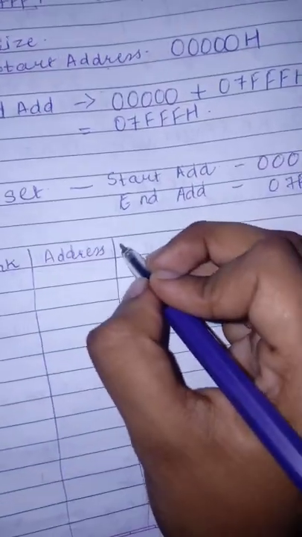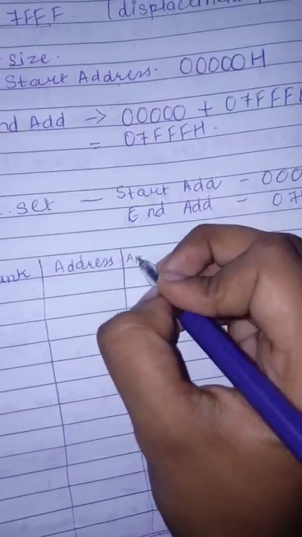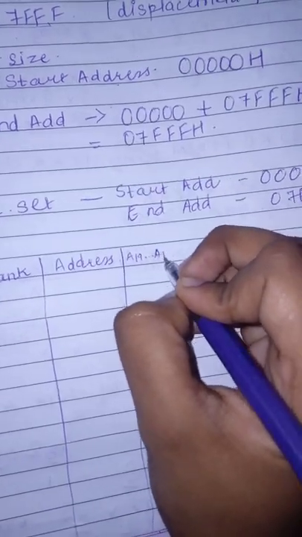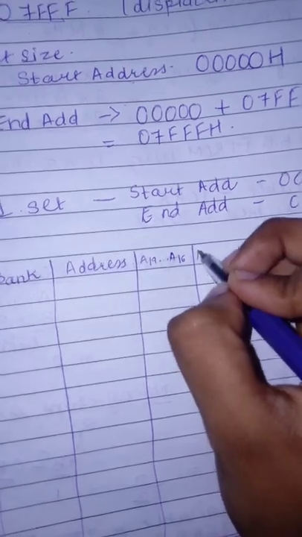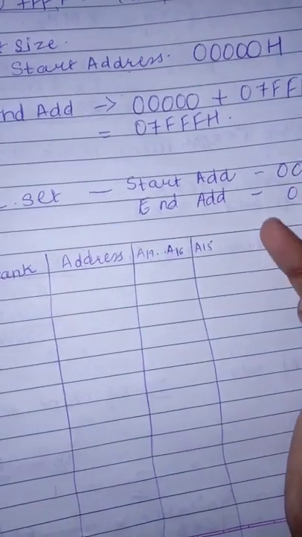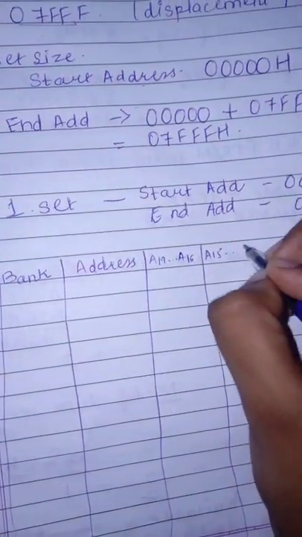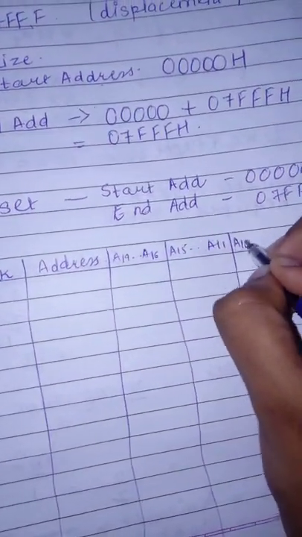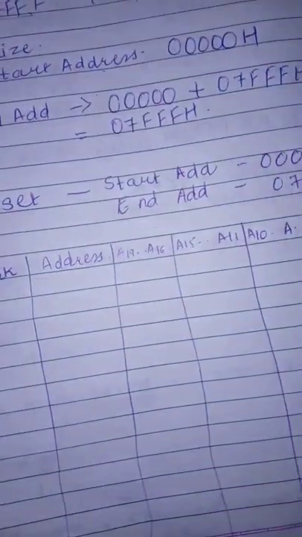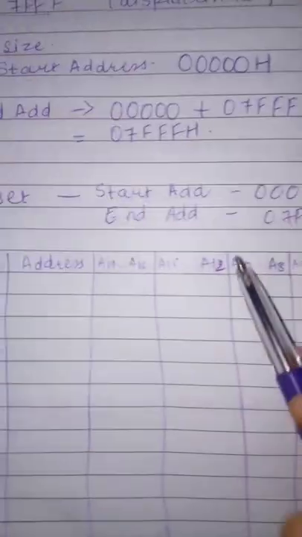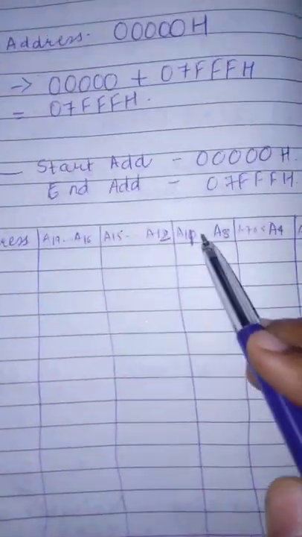Then all the bits of the address lines A19 to A16, A15, 14, 13, 12, then A11, then A10 to A0. So this is the table. I have kept 4 bits in one column. Now I have to write the hexadecimal address.